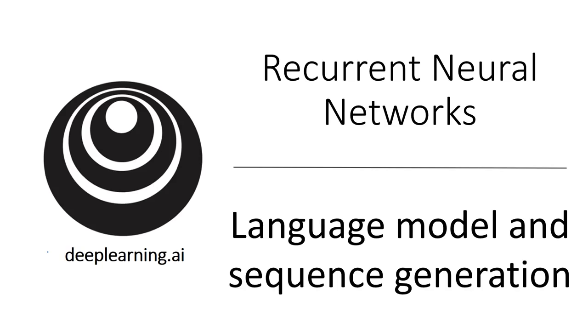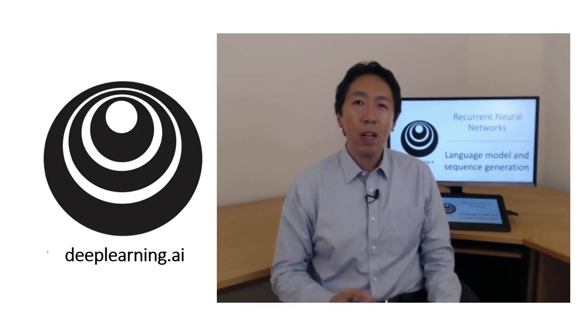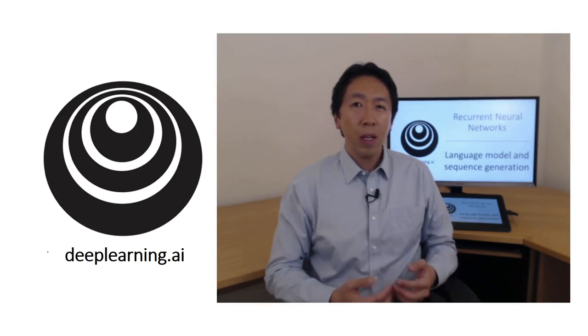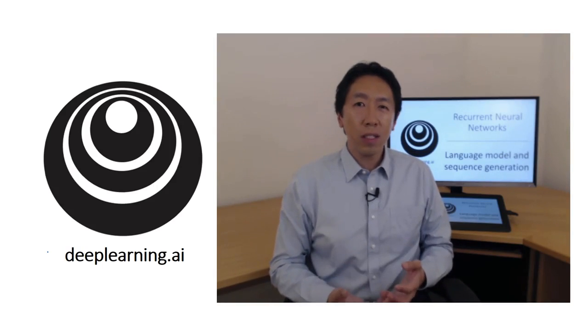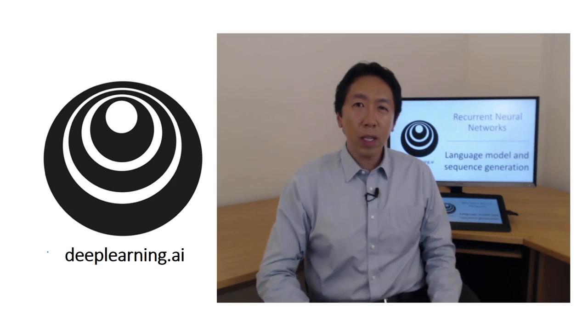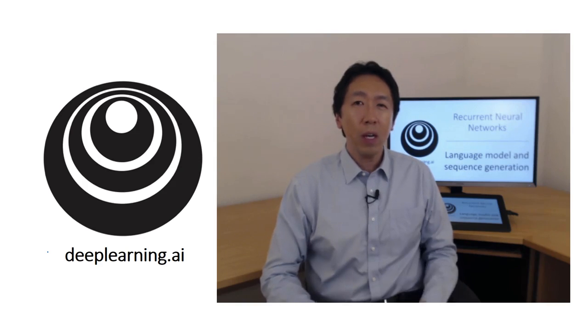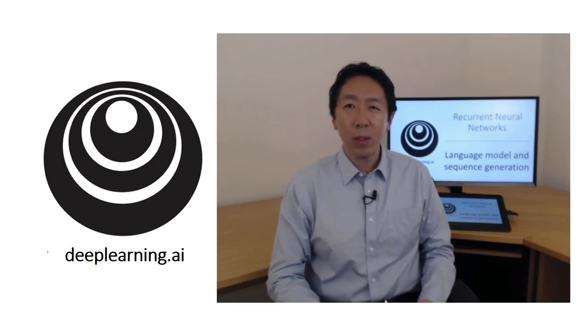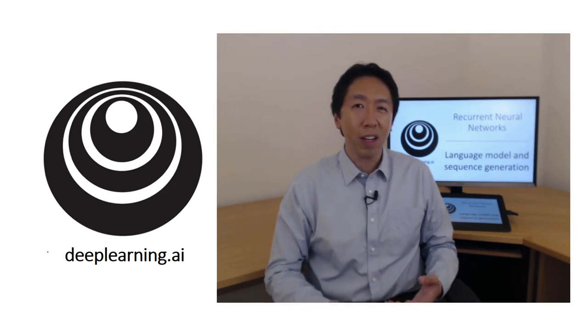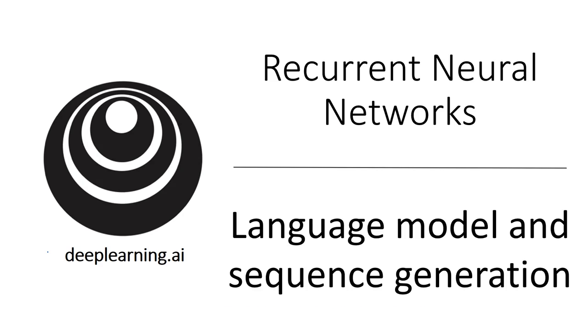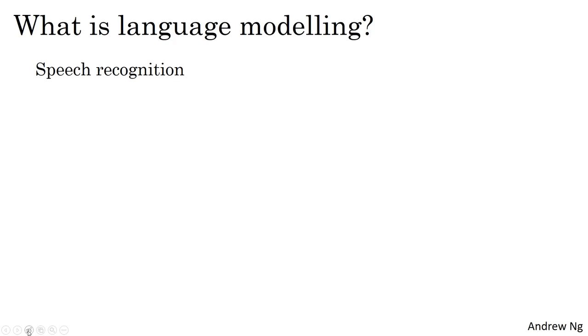Language modeling is one of the most basic and important tasks in natural language processing. It is also one that RNNs do very well. In this video, you learn about how to build a language model using an RNN, and this will lead up toward a fun programming exercise at the end of this week where you build a language model and use it to generate Shakespeare-like text and other types of text. Let's get started. So what is a language model?